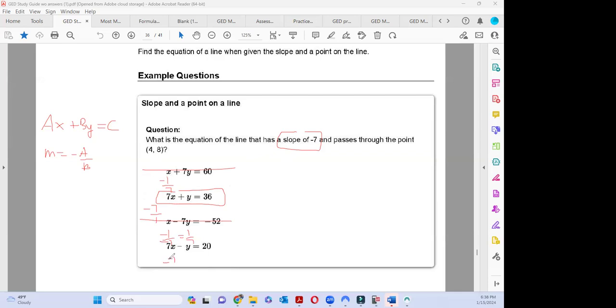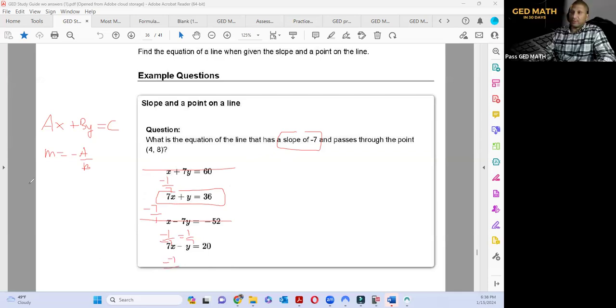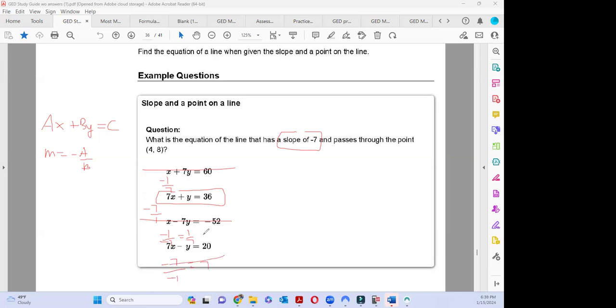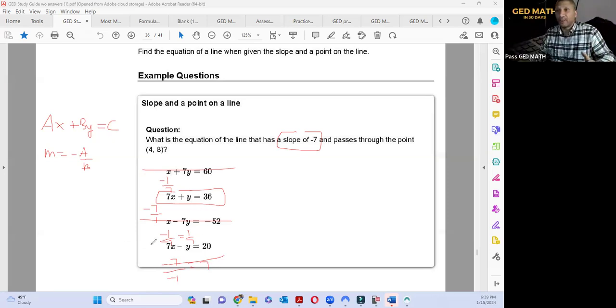Minus 7 over, oops, let me write neatly. Remember, the opposite of 7 is minus 7 over minus 1 is 7. It can't be that because the slope is negative 7. Look at that. I'm done. That's without doing anything algebraically. Now, how do they want you to do it? Again, this is a guaranteed question on the exam.